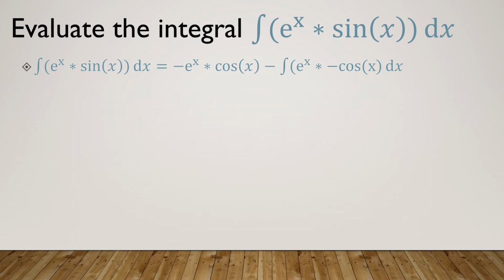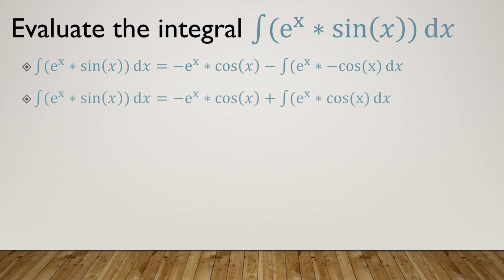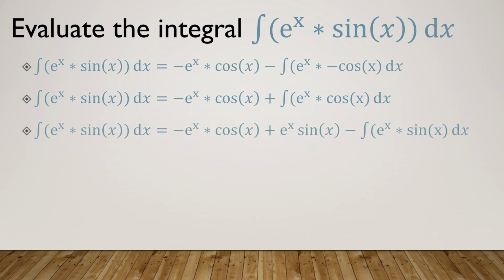But after our first application of IBP, we still have two functions in the integral, so we must do another application of IBP. But before we do that, we're going to push out a constant from the integral. In this case, we take out the negative 1, which gives us a positive integral of e to the x times cosine x. Next, we integrate and do IBP one more time.